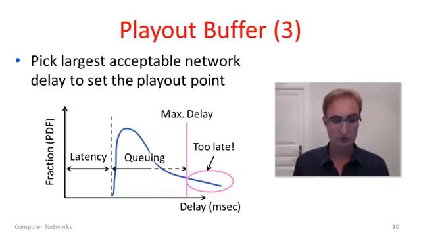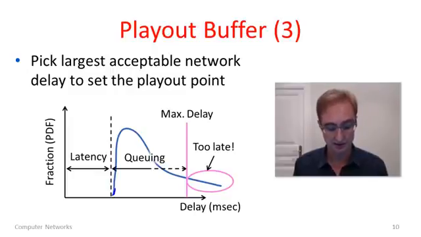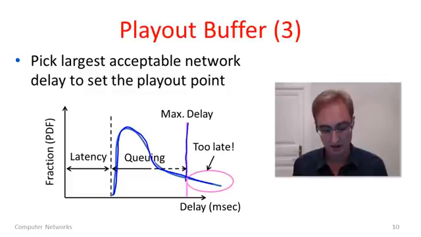Now let's look at a playout buffer in this other graph. Here we're back to our PDF that's showing the fraction of network delay for the different packets. Here's the PDF curve again. What we're effectively doing with the playout buffer is choosing some upper bound on the network delay that we're willing to tolerate.